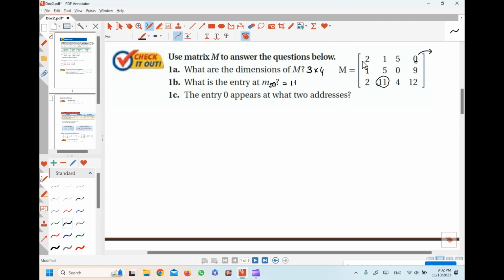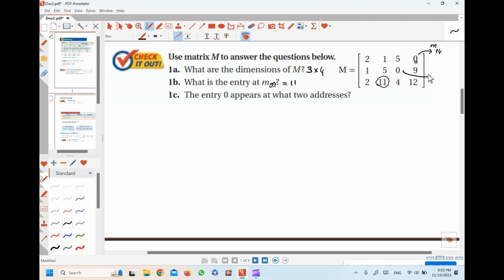Which row is this? This is the first row. So it is first. And which column is this? First, second, third, fourth column. So first row, fourth column. The name of this matrix is M, capital M. The address is expressed by lowercase m. So the address of this 0 here is m sub 1 4.